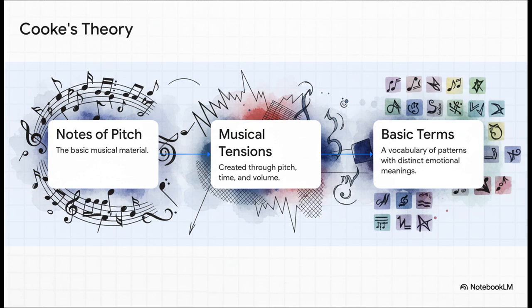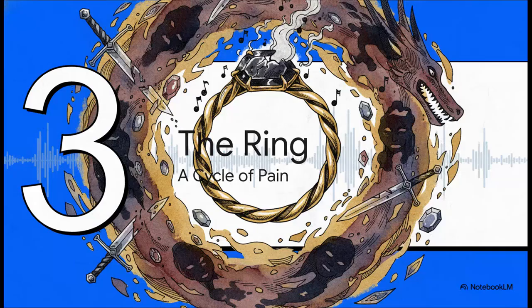So now, let's use his decoder ring on Wagner's work. Let's start with the big one, the most important object in the entire cycle, the cursed ring of the Nibelung. This thing is the source of all the conflict, all the tragedy.